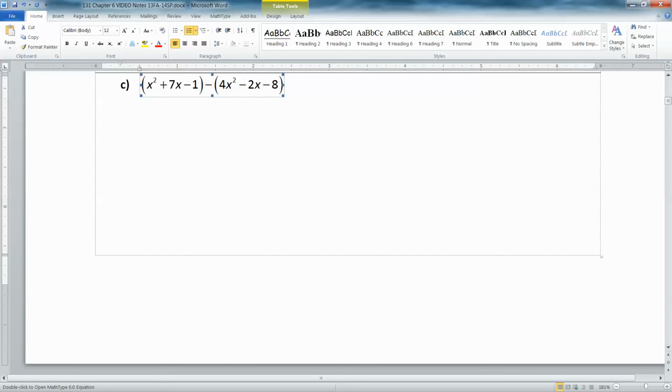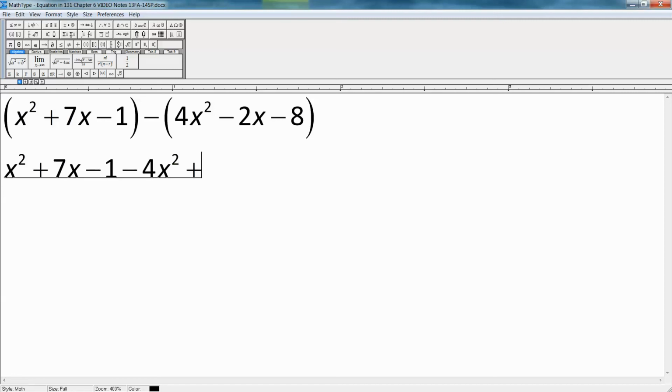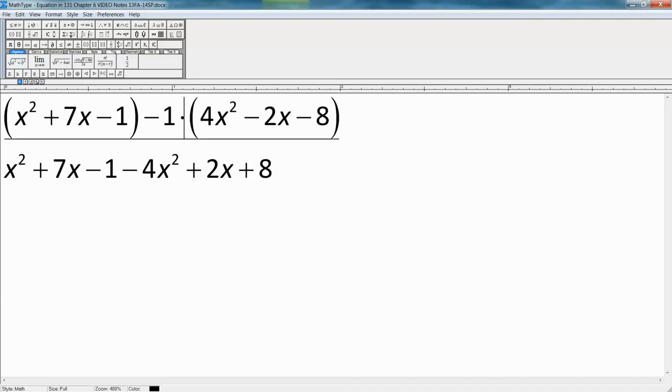So let me copy this. Now here's where the parentheses do matter, because what this is the same as is x squared plus 7x minus 1, nothing different there, minus 4x squared plus 2x plus 8. What I'm doing is I'm distributing the negative, right? So this negative right here has to go to all three of these. It's really negative 1 times, if you want to be honest, right? So it's negative 1 times 4x squared, negative 1 times negative 2x, and negative 1 times negative 8, right?